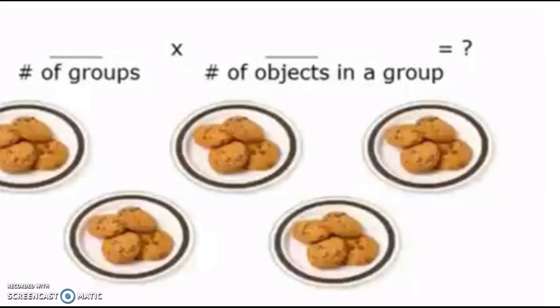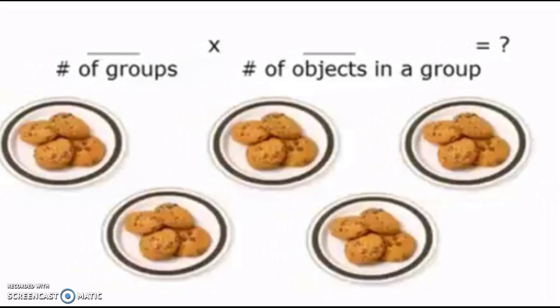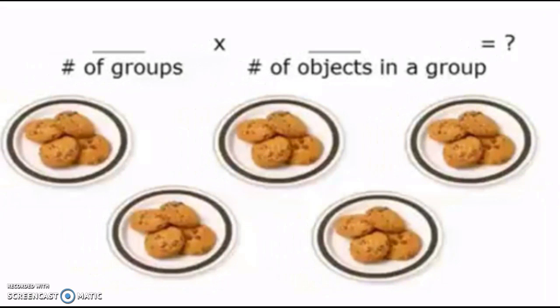Take a look at the images below. Here we have 5 plates of 4 cookies. To find out how many cookies we have in all, we will multiply. But what numbers or factors will we multiply with? We will multiply the number of groups, in this case, the number of plates, and the number of objects in each group, or the number of cookies. These will be our factors.